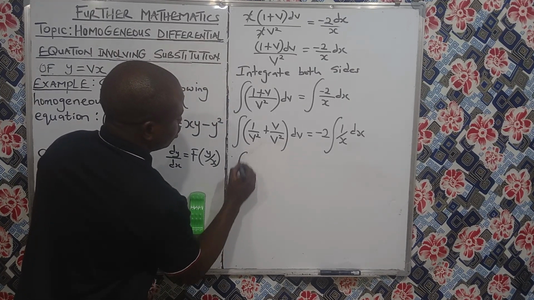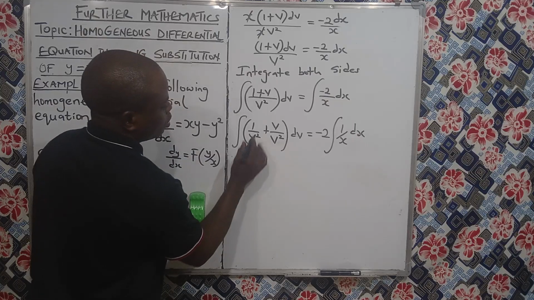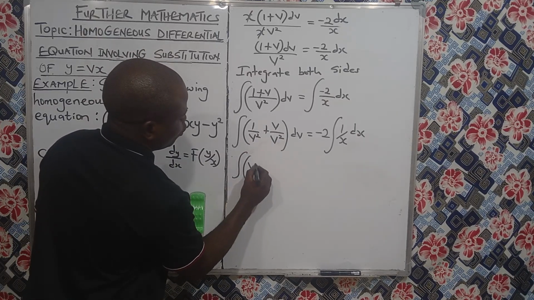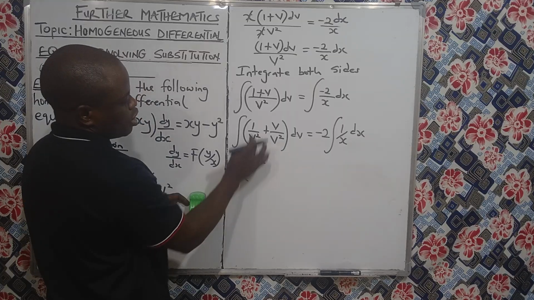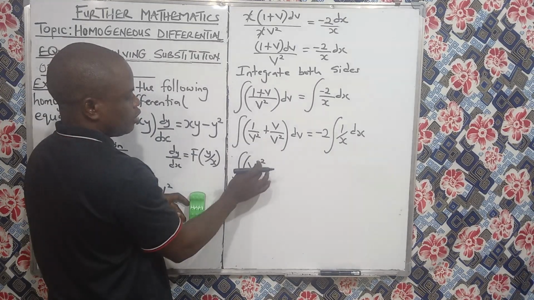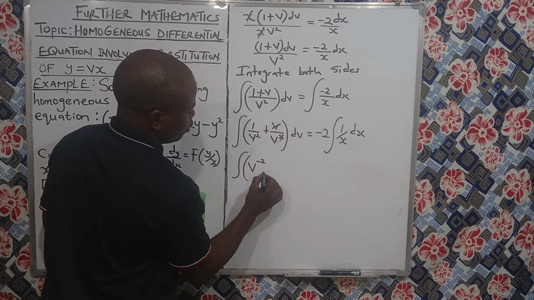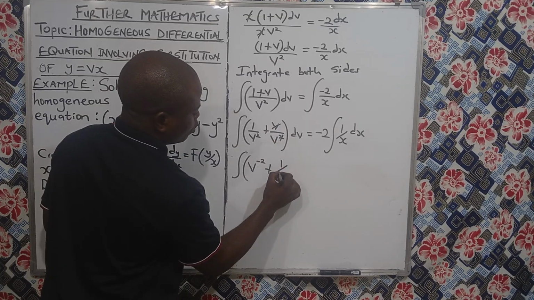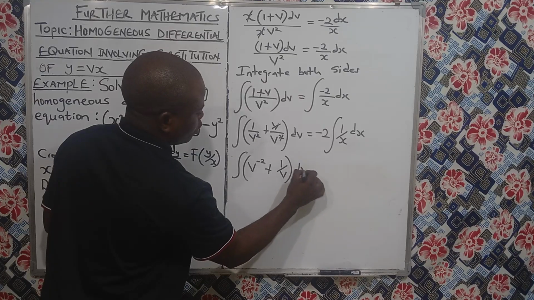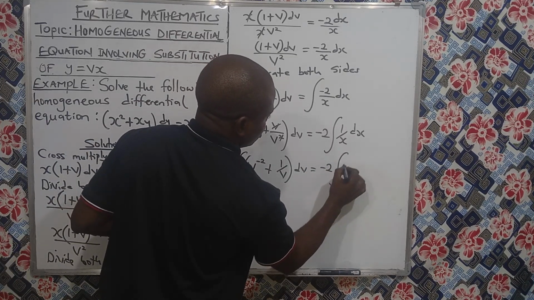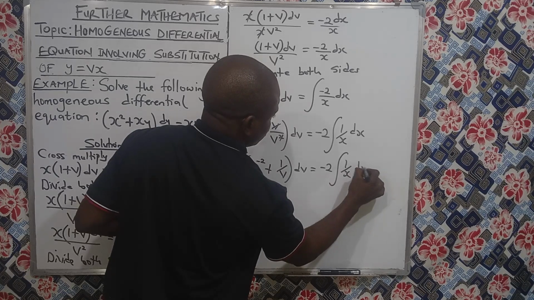Now in indices, this 1 over v squared will be v raised to power minus 2. When you are removing this reciprocal, you introduce your negative 2. This v cancels one of the v, you have plus 1 over v dv equals minus 2 times the integral of 1 over x dx.